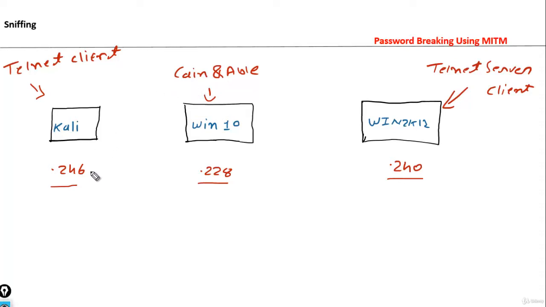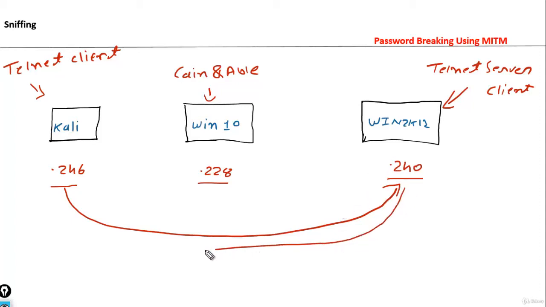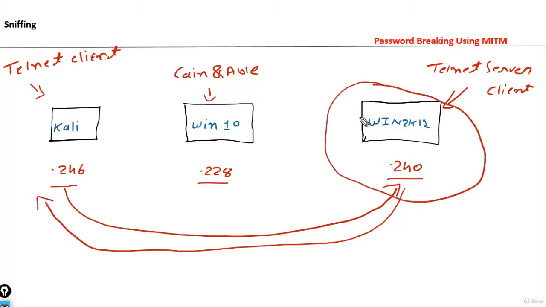Here I will request a Telnet connection from Kali Linux to Win2K12, and Win2K12 provides a terminal of Win2K12 by authenticating the username and password.